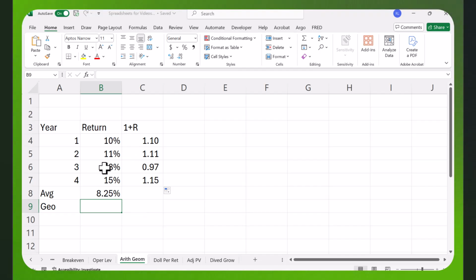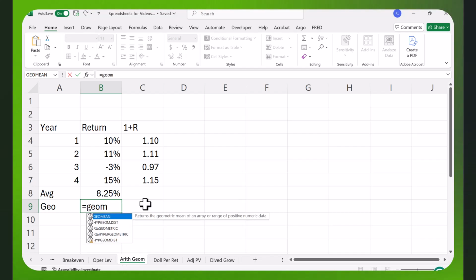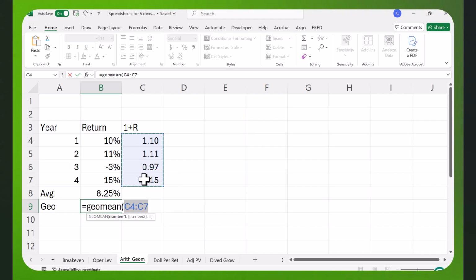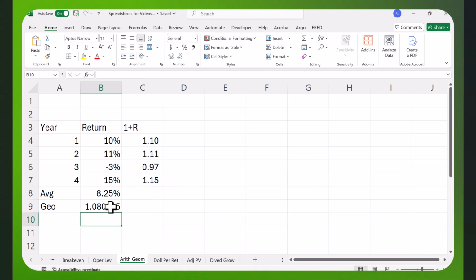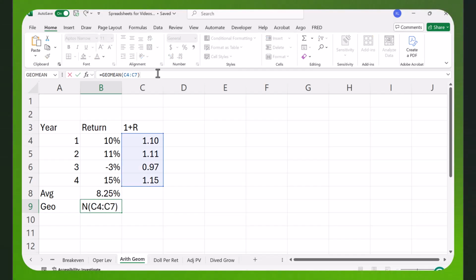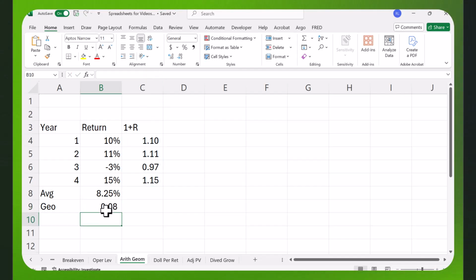Now you don't want to do it on these numbers. You do have to add the 1 there, but I'm going to say equals geomean, and I'm just going to highlight these numbers here. And whoops, I forgot to subtract 1. So let me subtract 1 here. And I get this, and let me expand the decimal places. And let's make it a percentage. And again, I'll expand the decimal places. So we get 8.03%, which was what we got when we did it using the formula.